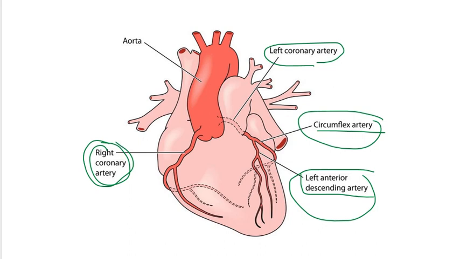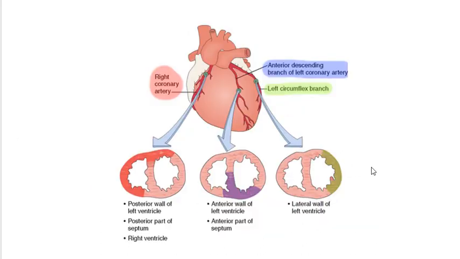What do each of these supply? Well, I have this very wonderful drawing right here that I sort of painted up. I didn't draw the heart, of course, but I did the coloring. Anyways, the LAD covers the anterior wall of the left ventricle and the anterior part of the septum. Just to clarify, this is the left ventricle, this is the right ventricle, and this is the septum between them.